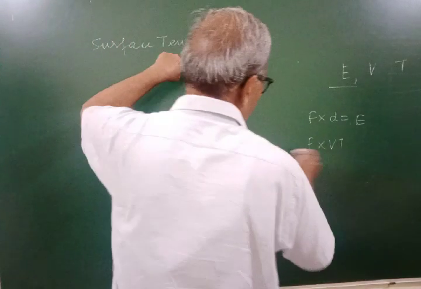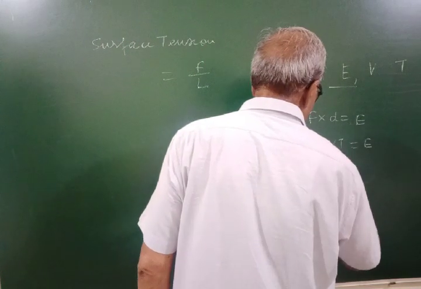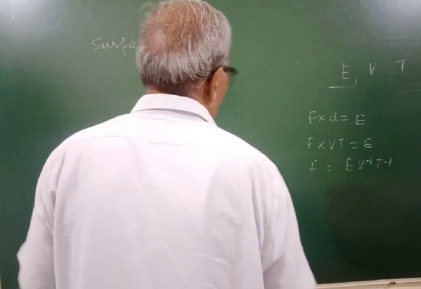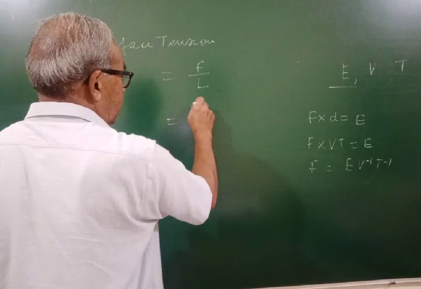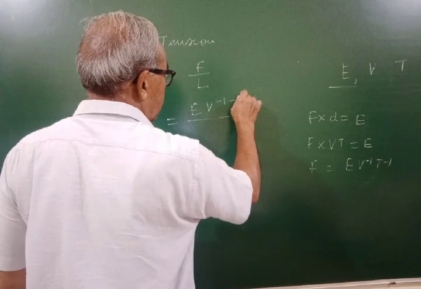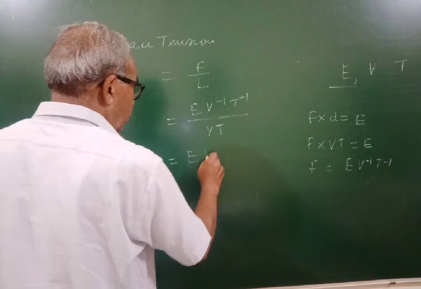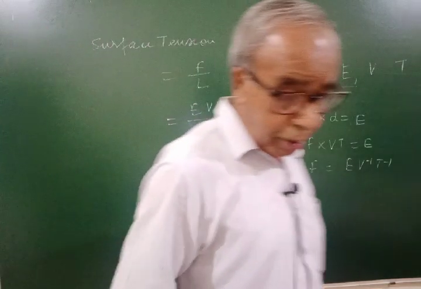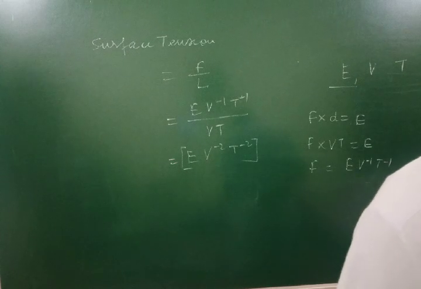तो दिस डायमेंशन ऑफ फोर्स क्या होगा, e into v minus 1 t minus 1, और लेंथ again v into t, तो it becomes e v minus 1 t minus 1 upon again vt, so it becomes e v minus 2 t minus 2. It becomes the dimensional formula for surface tension.